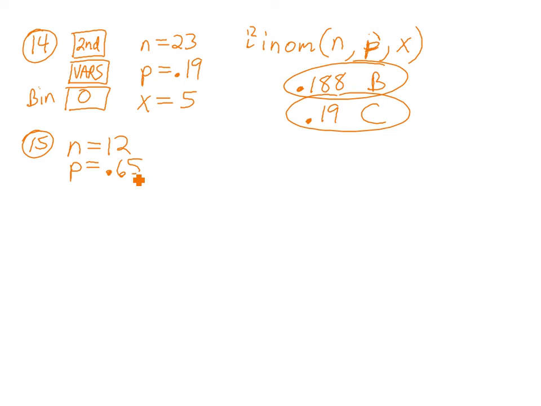And we want to select exactly 4 men. So we're going to do the same thing that we did on this one up here. Punch it in the calculator using the second bar 0, and then you punch in n, p, and x. When I did that, I ended up with 0.020, which is letter C.